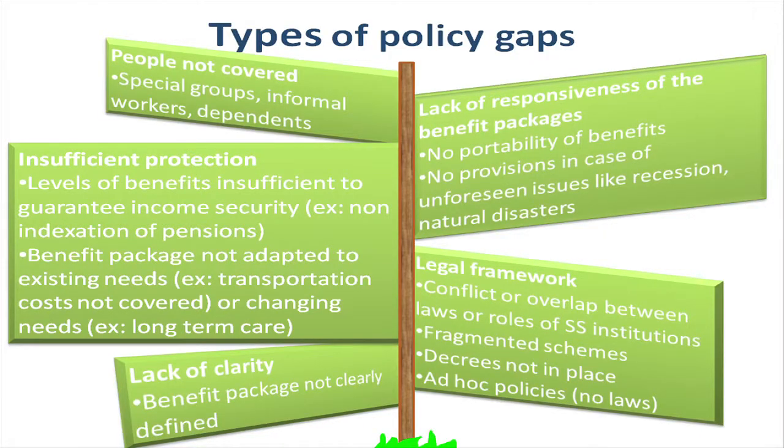For instance, if you have a share of the population which is not covered by the law, it's a policy gap, by all the different laws pertaining to social security. And very often, those who are not covered are informal workers, sometimes dependents as well, and some special vulnerable groups. Then you can have a policy gap when the levels of benefits are really insufficient to guarantee income security, because our objective is to have income security.